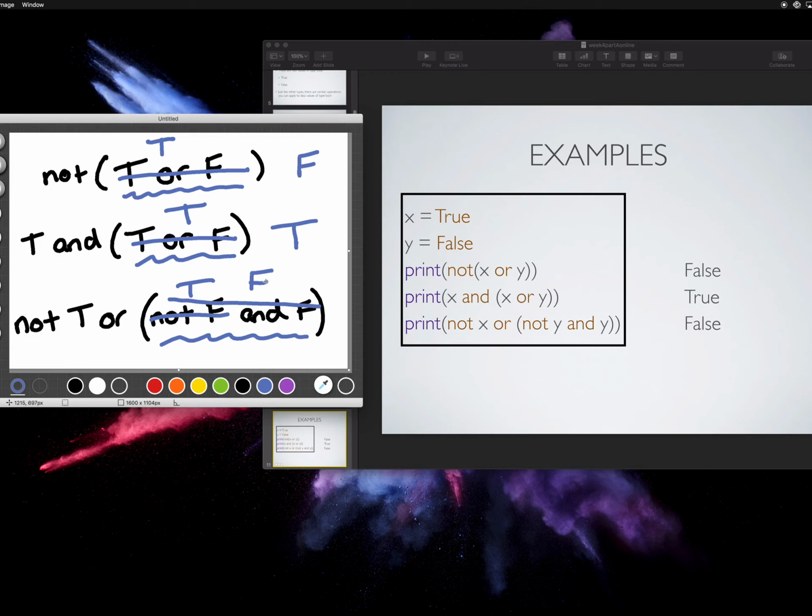Alright, now we're looking over here. Again, go left to right, so we're going to do this part first. Not true is false. So the whole thing we have is false or false. Well, the rule is with "or," if they're both false, the whole thing's going to be false. So that's how we get this false here.